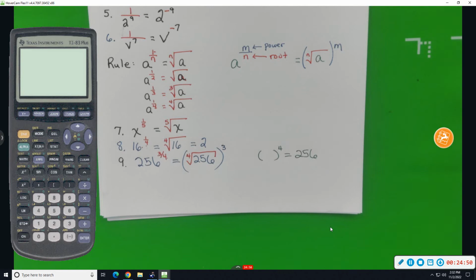4, let's see. Okay, so you're thinking it's 4. If I go 4 raised to the 4th power, is that going to give me 256? I think it is.